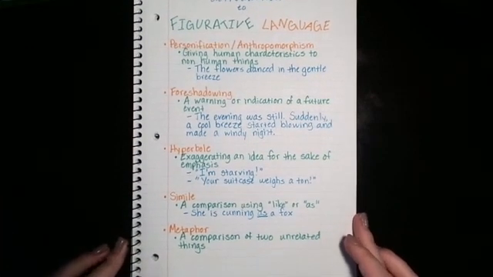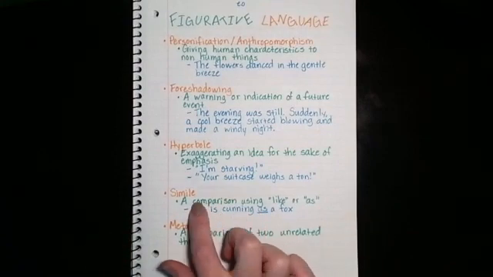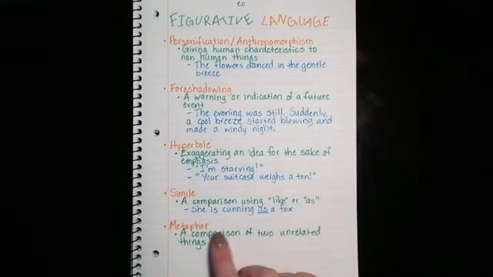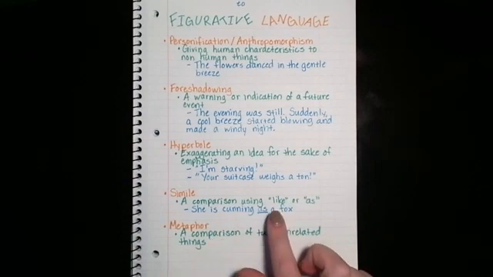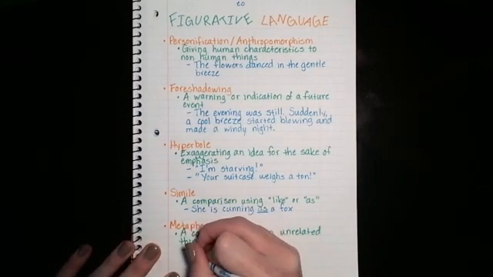All right, so if you see a comparison and it has like or as in it, you automatically know it's a simile. If it does not have like or as, it's a metaphor. They're both comparing two things. You just have to look for these keywords, like or as, to know which one it is. All right, so an example of a metaphor is something you might say, let's see.